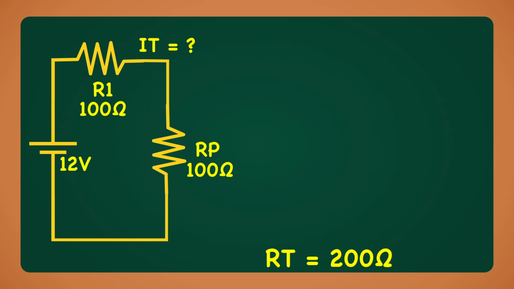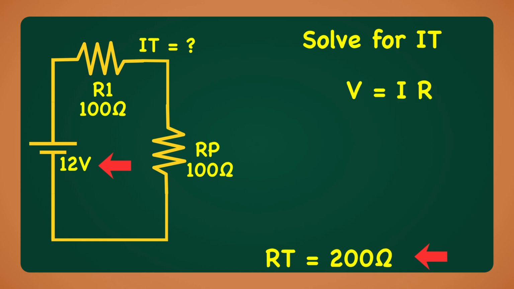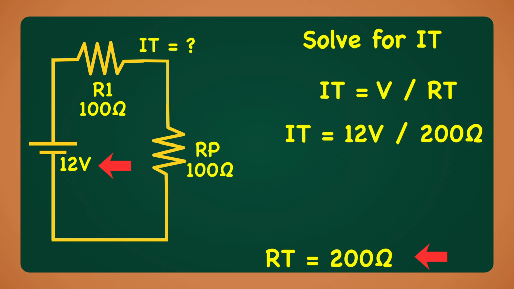We're finally in a position to solve for the total current in this circuit. We know that V equals 12 volts. We know that RT equals 200 ohms. We use Ohm's law to solve for the total current in the circuit. V equals I times R. Rearranging the equation, we get IT equals V divided by RT. IT equals 12 volts divided by 200 ohms. IT equals 0.06 amps or 60 milliamps. The total current in the circuit is 0.06 amps.